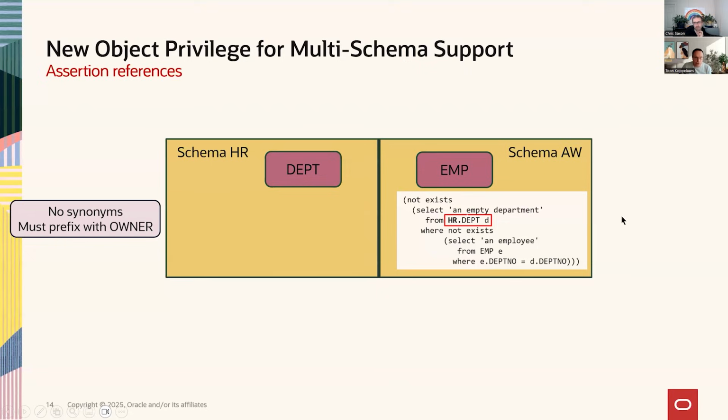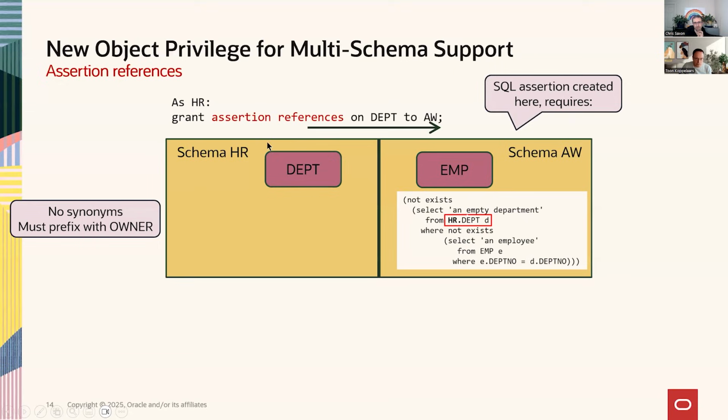Otherwise, we cannot resolve which dept, otherwise we're going to search for dept in this schema. But now coming back to my new object privilege, if you create it here, then this schema needs to have been granted a certain privilege to use dept in an assertion here. And that's very much like the references object privileges that we already have for foreign keys, but now it's called the assertion references object privilege.